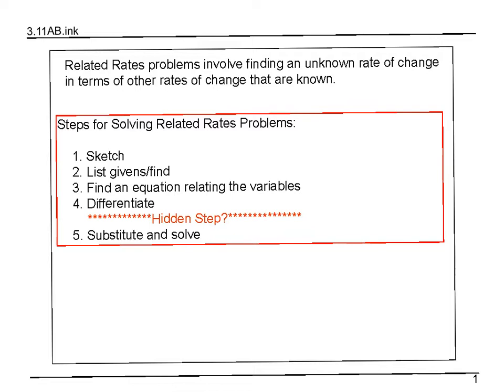As in most word problems, we want to start with a sketch. We want to organize our information, so we're listing our givens and our find. We are finding the equation that relates the variables. This is kind of background knowledge. This is a common equation that you've used in math or in real-world scenarios throughout. Then we're going to differentiate. There might be a hidden step, and I'll go through a few of those examples. And then finally, we'll substitute all the information that we have back into the equation, and we'll solve for the missing value.